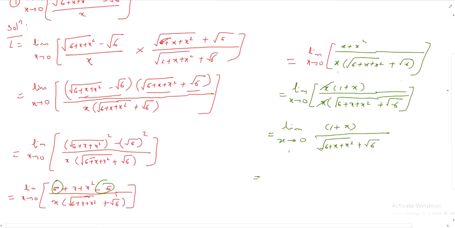Therefore, is equal to here now. If we substitute the direct limit, then the denominator will not become 0. Therefore, we can do this one. So we have 1 plus 0 upon under root 6 plus 0 plus root 6. That is 1 upon root 6 plus root 6. That is 1 by 2 root 6.